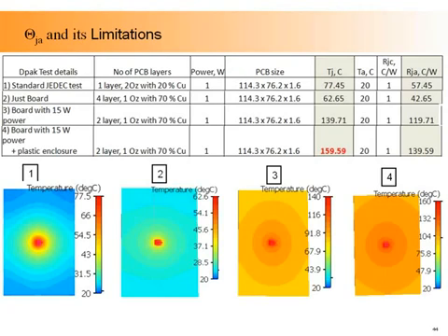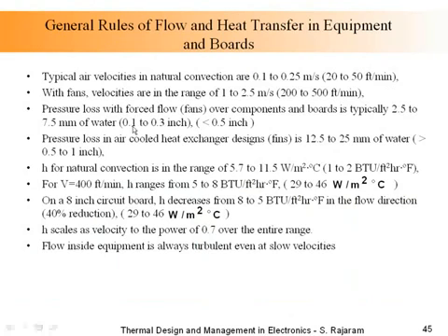Here are some general rules. Typically, when you've got air cooling inside the equipment for enclosures, the air velocities in natural convection will be in the range of about 0.1 to 0.2 meters per second. When you use fans inside equipment, you will find they will range from 1 to 2.5 meters per second. Pressure losses when you use fans over components will typically be in the range of 2.5 to 7.5 millimeters of water. It will always be less than 0.5 inches of water.